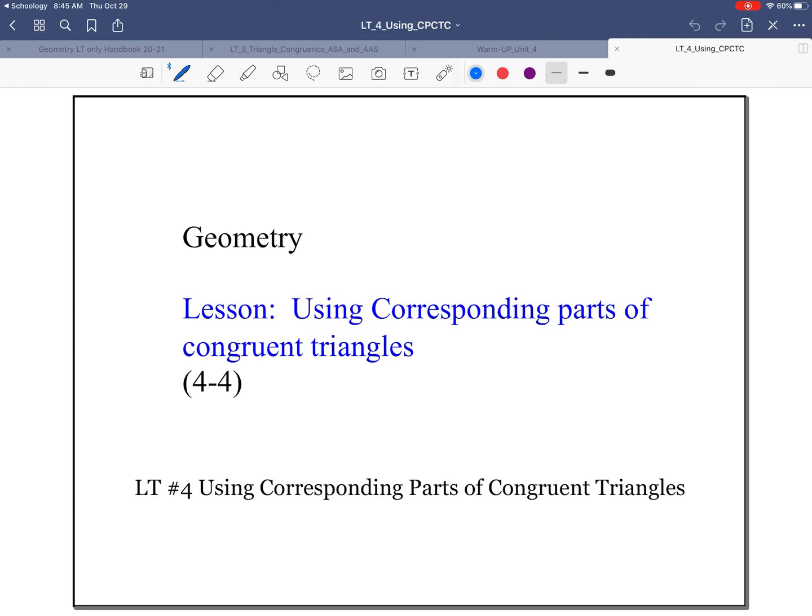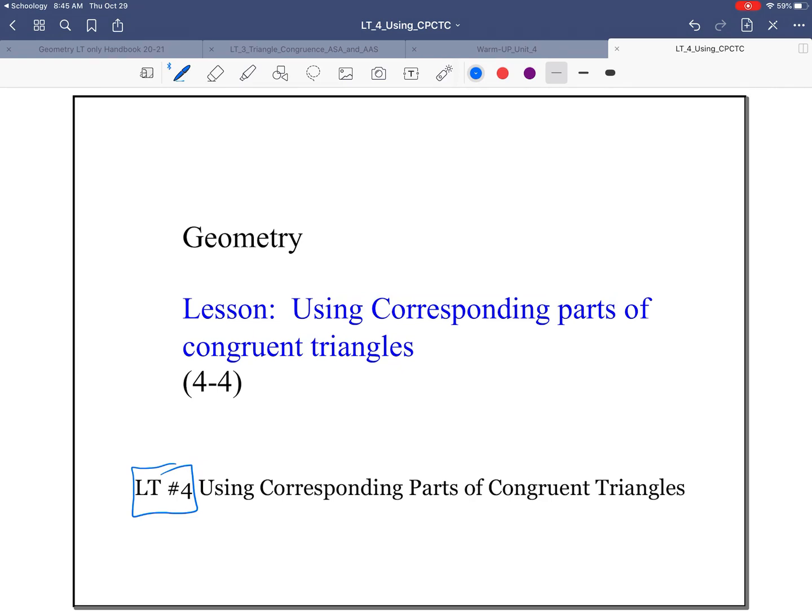Hello, this movie is on Learning Target 4, using corresponding parts of congruent triangles. What we've learned so far is that we can prove two triangles congruent using shortcuts. If we wanted to prove certain parts of those two triangles congruent, we could say that once the triangles are congruent, then all corresponding parts are congruent.